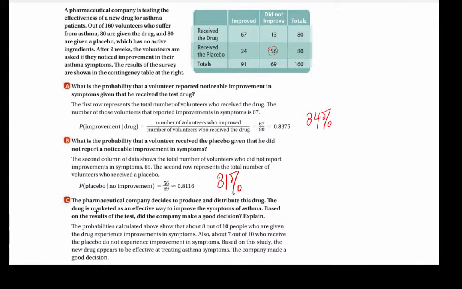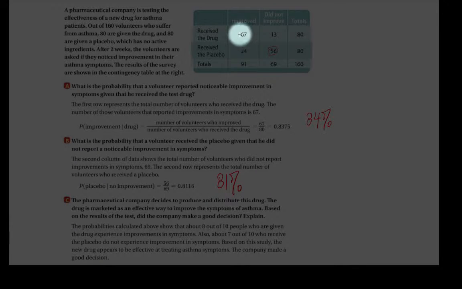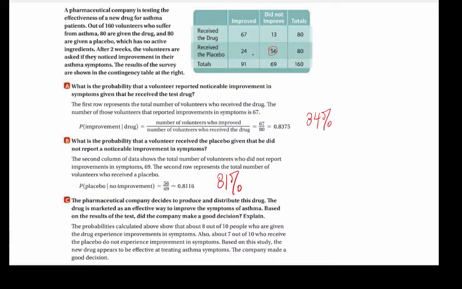Part C says the pharmaceutical company decides to produce and distribute this drug. The drug is marketed as an effective way to improve the symptoms of asthma. Based on the results of the test, did the company make a good decision? Well, if you take a look here, if you received the drug, 67 people improved out of 80. So you have to decide if that's good or not.